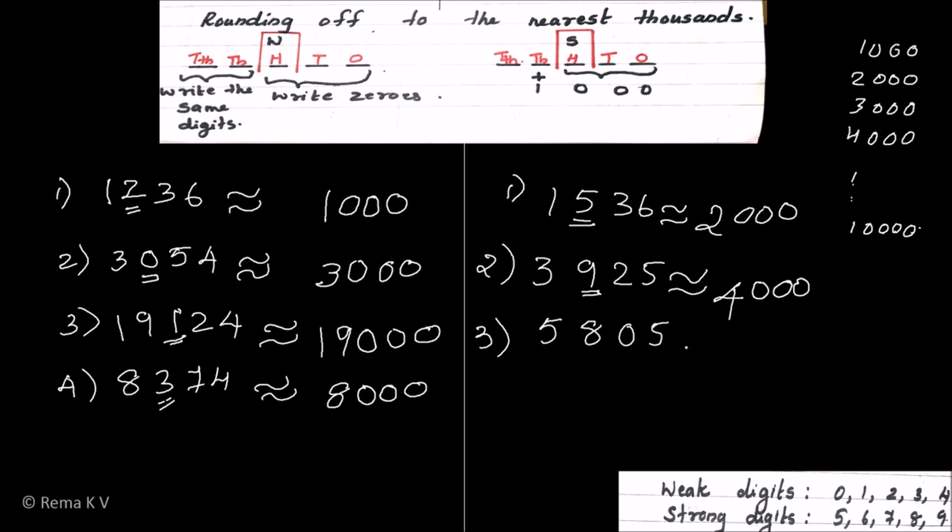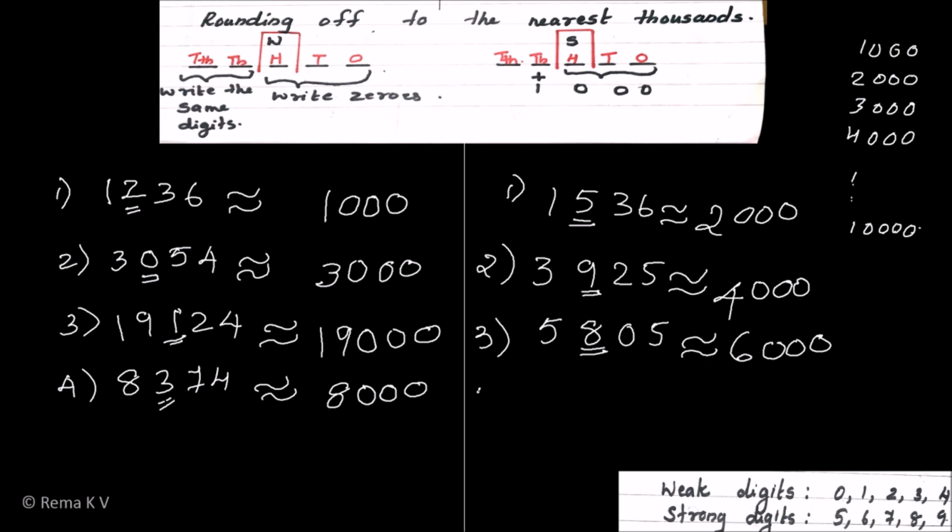5,895. So this is rounded off to ones place 0, tens place 0, hundreds place 0. In the hundreds place it is 8, so you have to add 1 to this. So you will get it as 6,000. 5,895 is rounded off to 6,000.